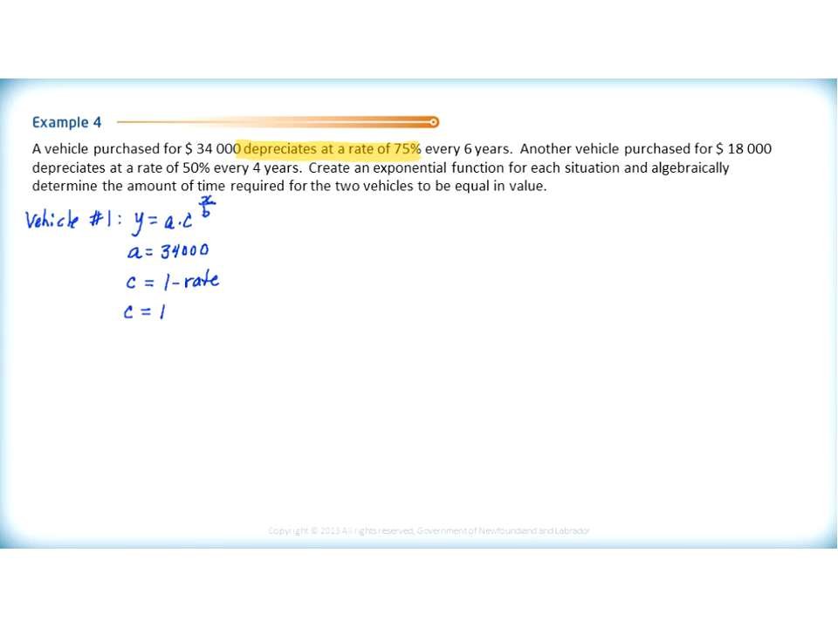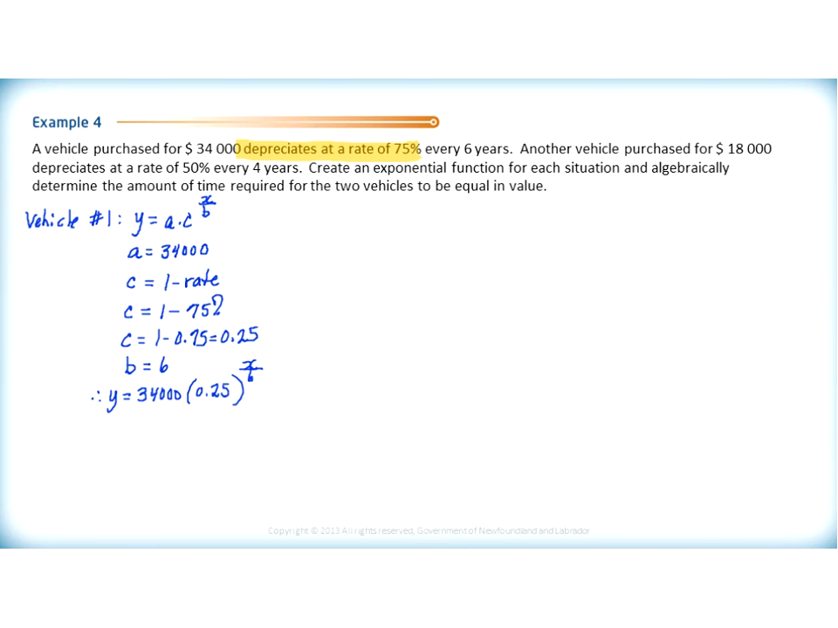So c is going to equal 1 minus 75%. So c is equal to 1 minus 0.75, which is equal to 0.25. The value of b would equal 6 years. So for vehicle number 1, the equation will be y equals 34,000 multiplied by 0.25 raised to the power of x over 6.